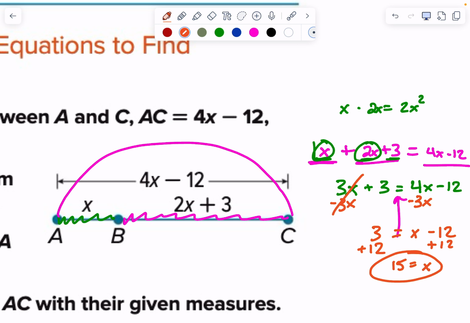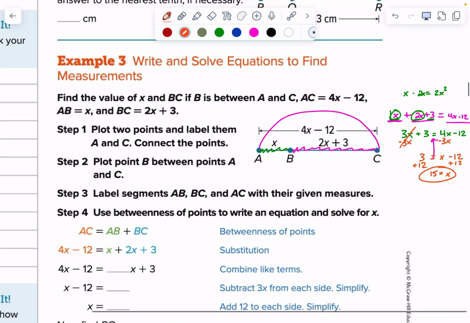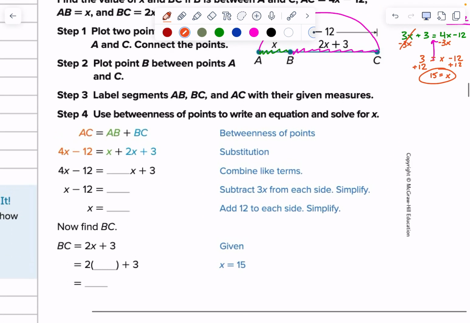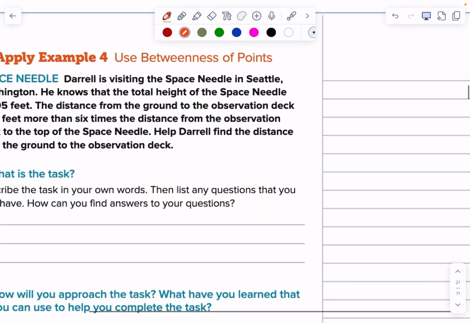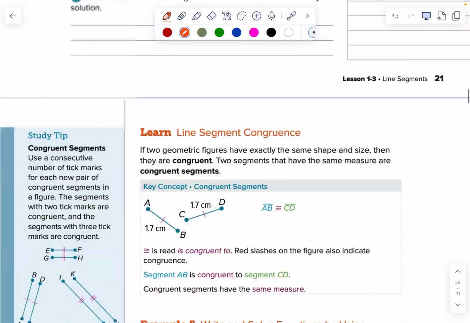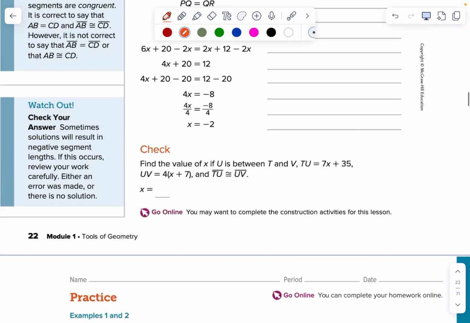Okay? Good? Confusion? Was that hard? No, not too bad? Okay. All right. Are we good? Are we good? Moving on. Are we on example 4 and that's it? No, we got more.